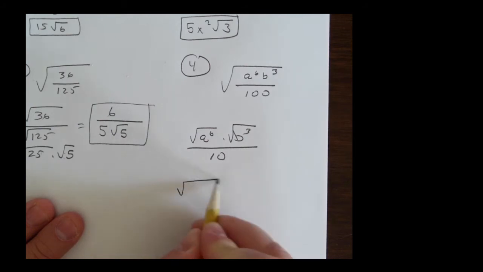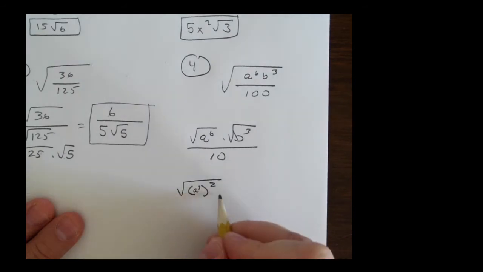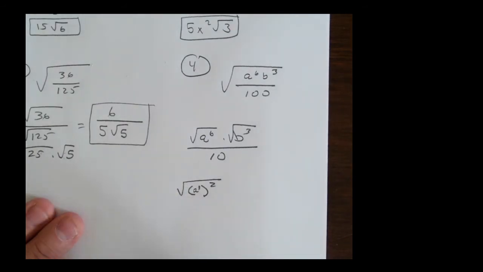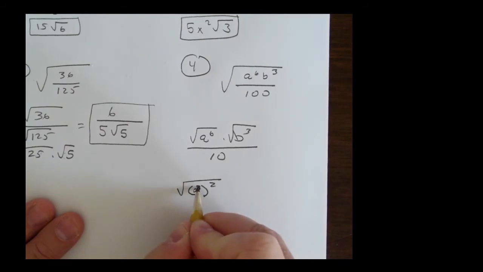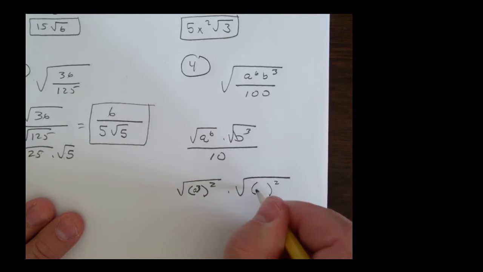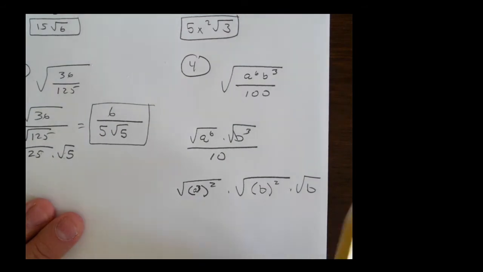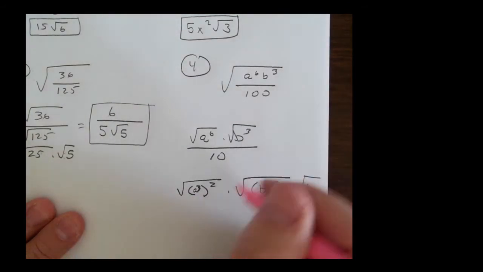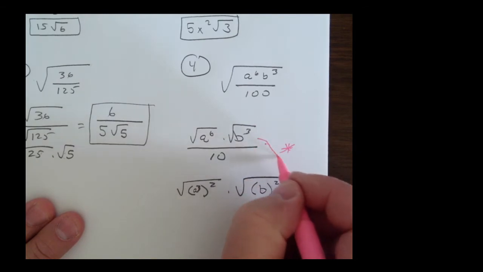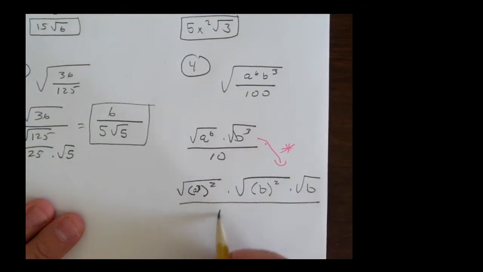Square root of a to the 6th. What squared is a to the 6th? How about a to the 3rd? Hopefully you can see that. A to the 3rd times. Okay, here's the tricky one. What squared is b to the 3rd? Well, b squared and then times b. This is really important right here. I can't stress this enough to be able to make that change right there. Okay, and that's all over 10.